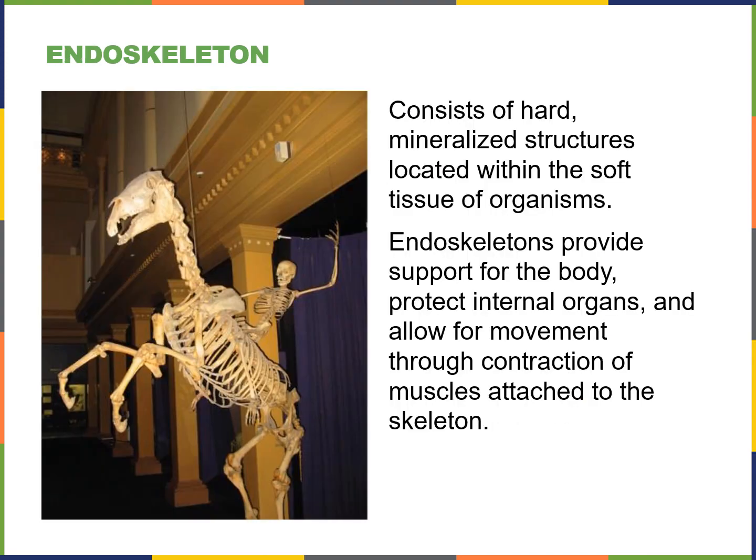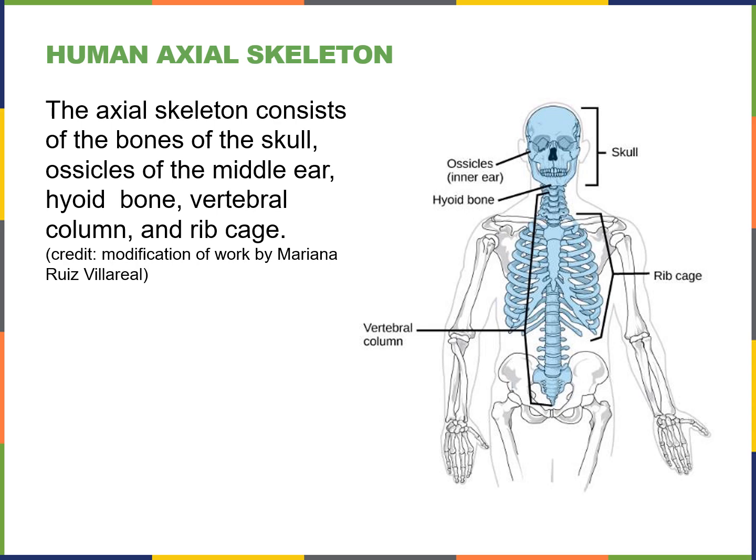Okay, into the main skeleton type that we will focus on in this class, which is an endoskeleton. And similar to an exoskeleton, it's providing support for our body, protecting our internal organs, and again, allowing for movement through contraction of muscles that are attached to it. But we've got hard mineralized structures located within the soft tissue of organisms, or within humans, let's say. And we have a couple of different types of skeletons in the human.